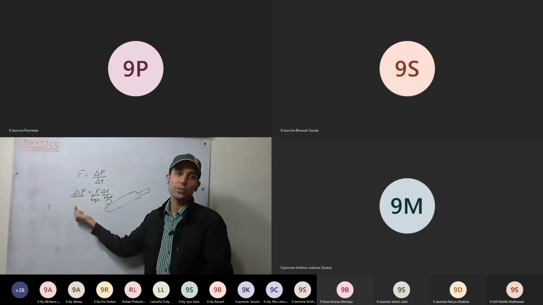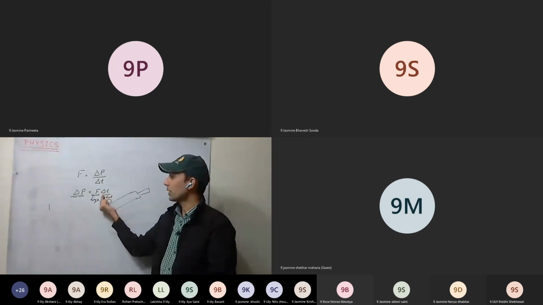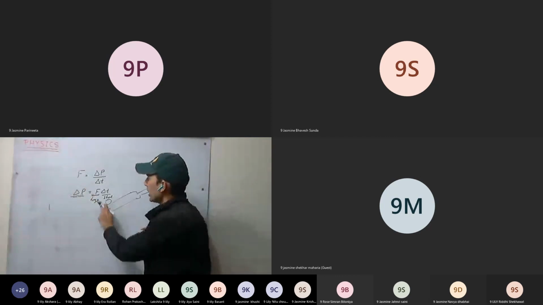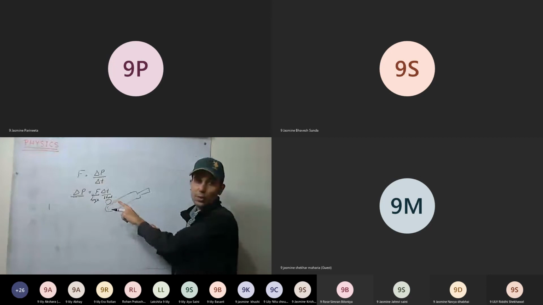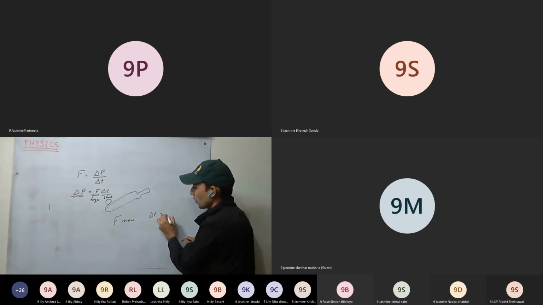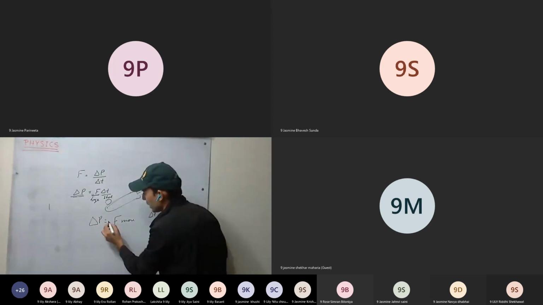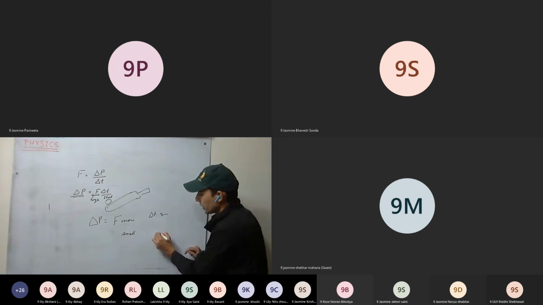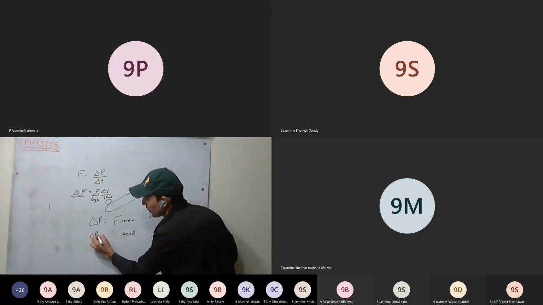So momentum will be huge as well. If any one of these quantities is more, it will increase the momentum. So either the force is very high and the time duration is small, okay, delta P, or if the force is small and the time duration is more, we can have the same momentum.